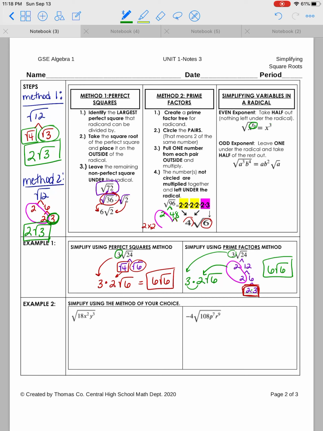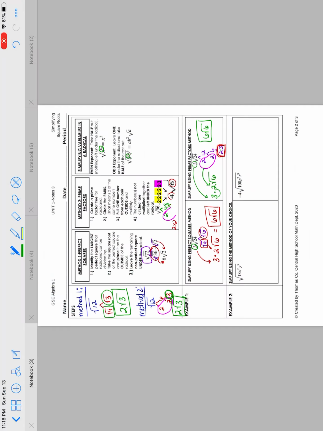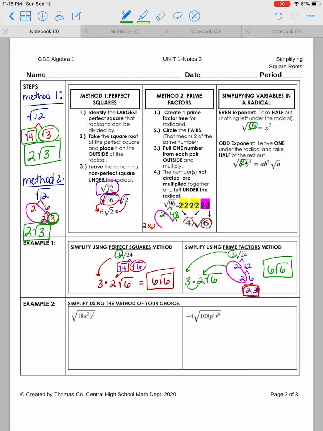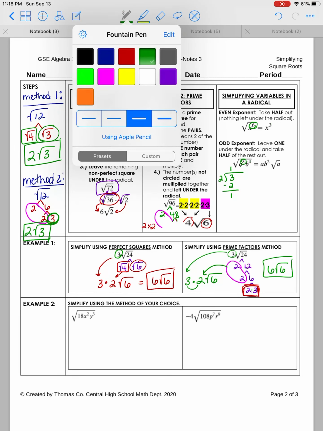Now, if it's an odd exponent, that does not work. So let's look at the square root of a to the third, b to the fourth. So I'm going to take this 3. How many times does 2 go into 3? Well, let's see, let's divide. 2 goes into 3 one whole time, right? And then how many do I have left over? I have 1. So here's what happens.